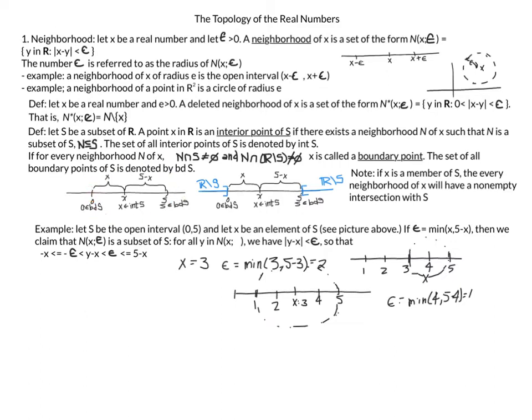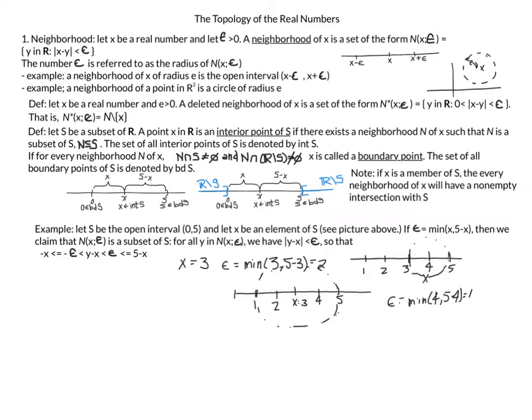So our next example uses this drawing. We're looking at the open interval 0 to 5. We're going to let X be an element of S, and we want to show that X is an interior point of S. So if we choose epsilon, the minimum of X and 5 minus X, then we claim that the neighborhood (X, epsilon) is a subset of S, which would make X an interior point. And remember, we're only talking about X being an element of S, not stuff outside of S.